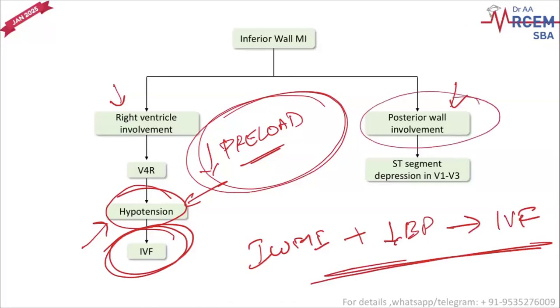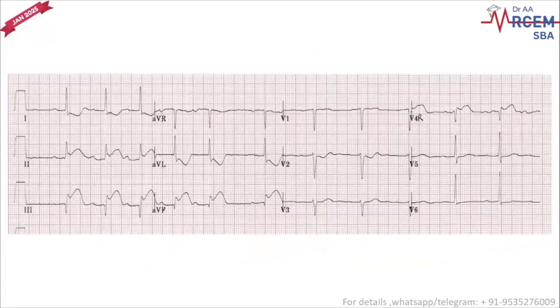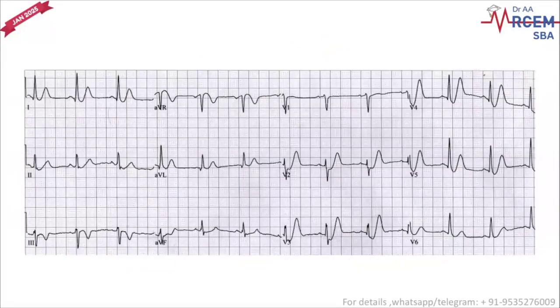If it is a posterior wall involvement, as I already said, there will be ST segment depression in V1, V2, and V3, which you will typically be seeing. So this ECG, as I told you, it is the right ventricle which is involved here. It is an inferior wall myocardial infarction with involvement of the right ventricle.